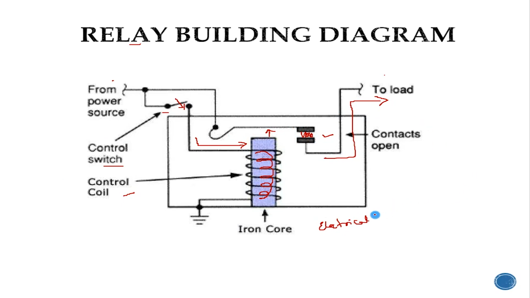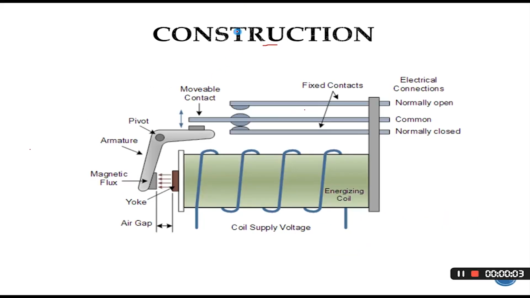In this relay, there is no electrical connection between the circuits. The link between the circuits is magnetic and mechanical. Next, let's see the construction of relay. In this, we'll see both the mechanical and electrical side.